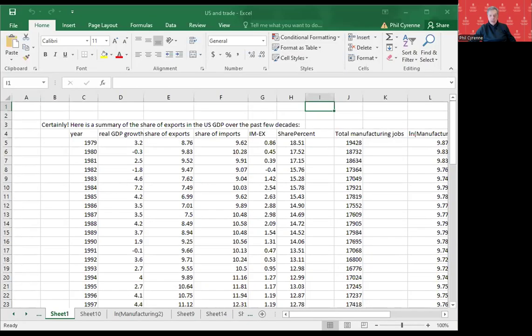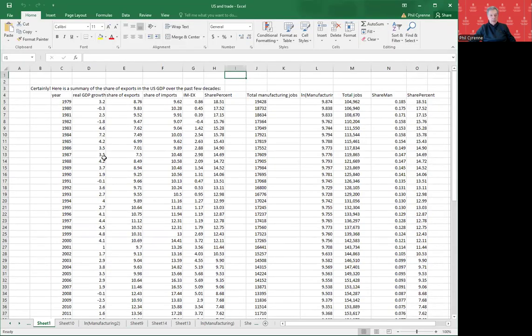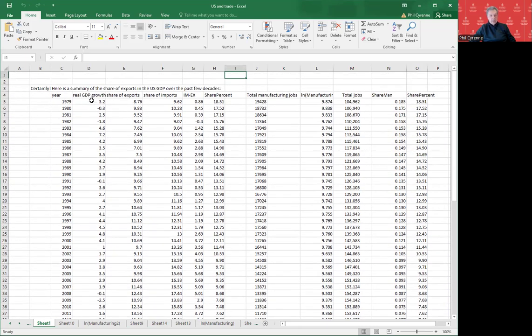So what we can see here is the manufacturing data, and we have several columns. We have the years from 1979 to 2022. In this column we have real GDP growth in the US, the share of exports in US GDP, and the share of imports in US GDP. So the difference between these is imports minus exports, the difference between the shares.